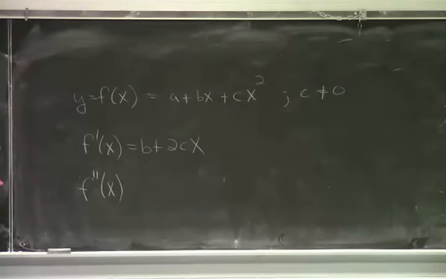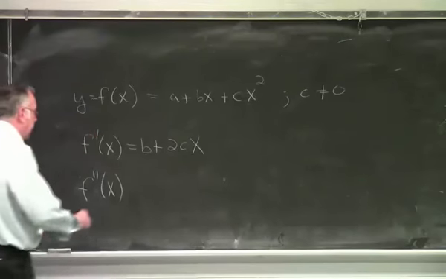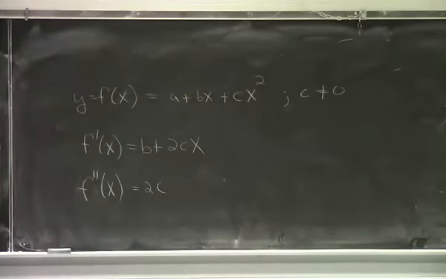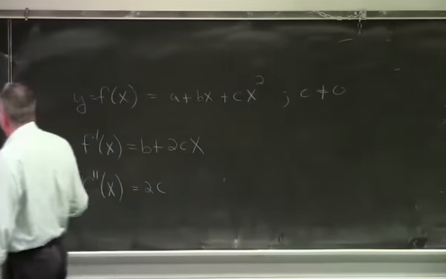So what is the second derivative here? If you just differentiate this with respect to x, you get 2c. The sign of the second derivative depends on the sign of c. If c is positive, the second derivative would always be positive. If c is negative, the second derivative would always be negative. Let's suppose c is positive.